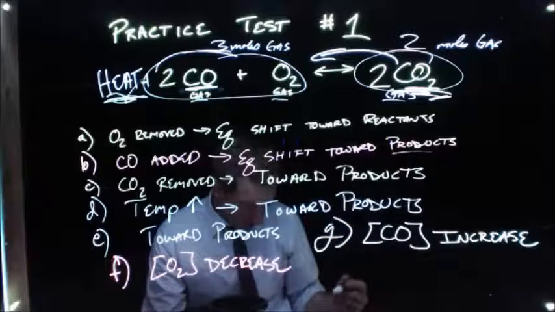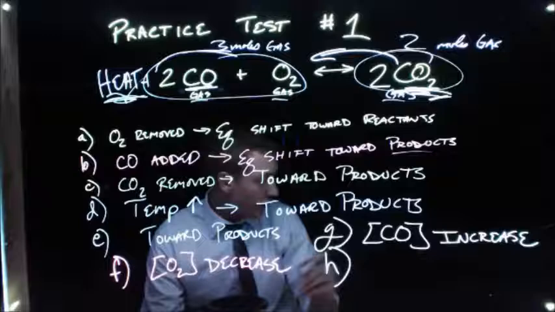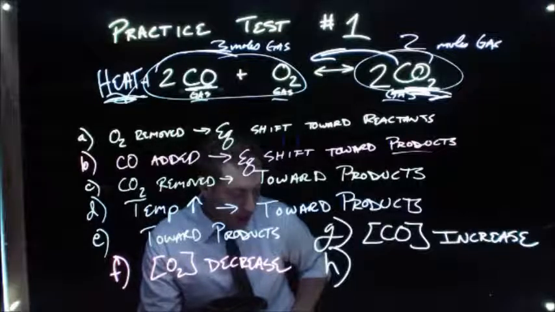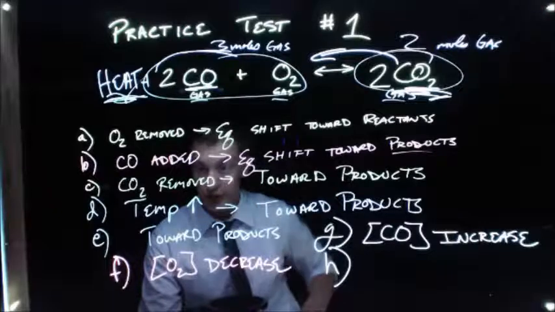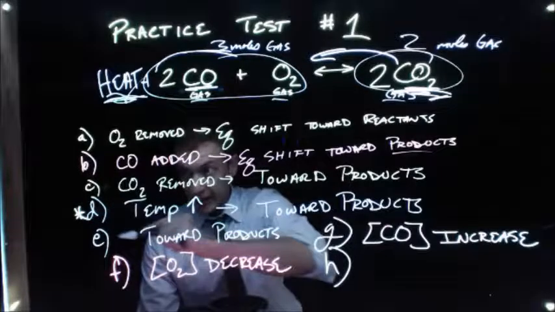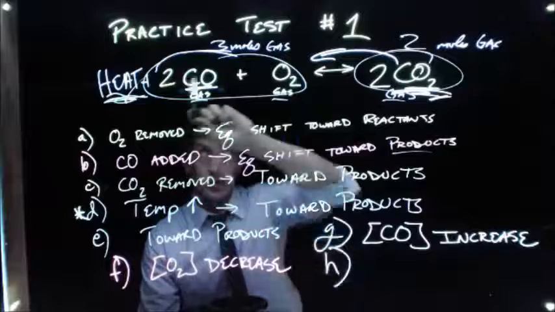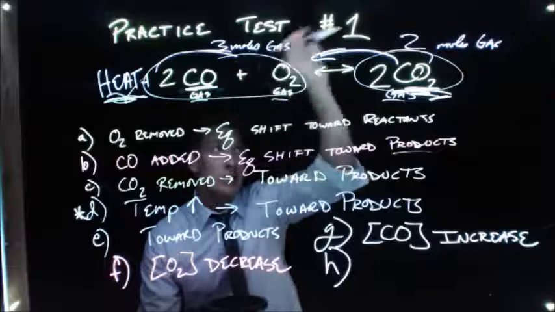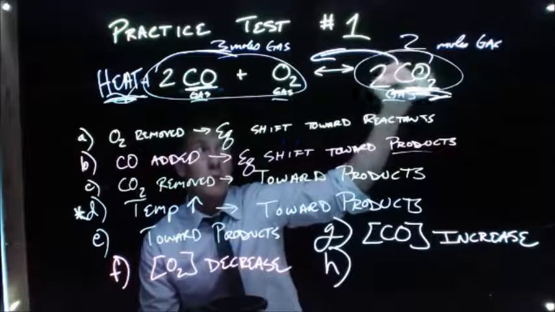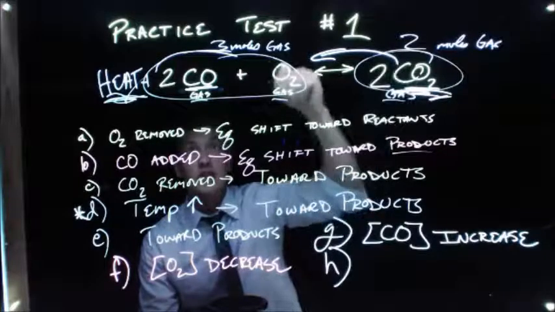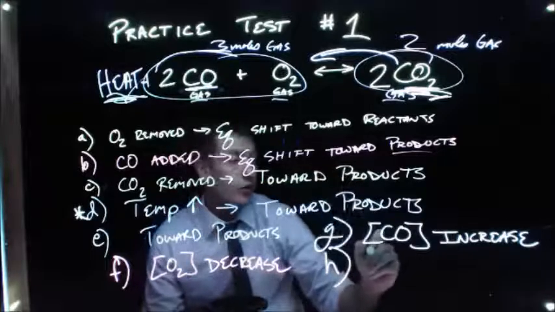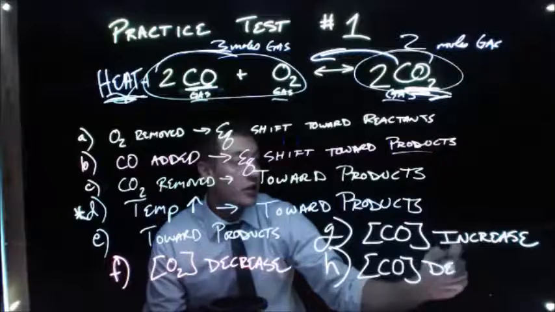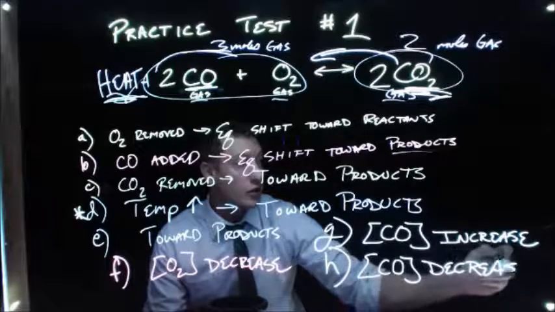And then what do we have left? H and I. We can fit that on the board. H, how will the concentration of carbon monoxide change if temperature is increased? Well, we saw before in D that if temperature is increased, it's going to try and use up that extra heat and shift towards the products. And that means that if we're shifting towards the products, we're going to get more CO2, less oxygen, less carbon monoxide. So increasing the temperature is going to cause the concentration of carbon monoxide to decrease.